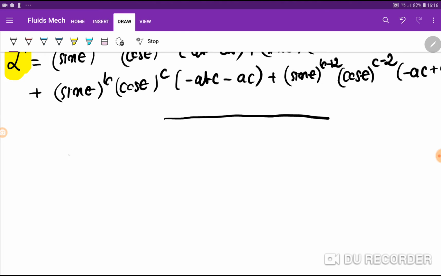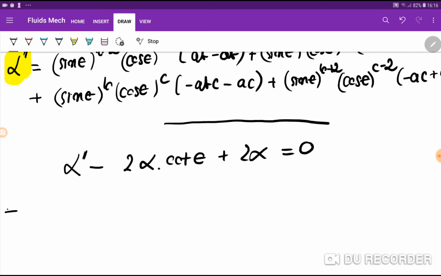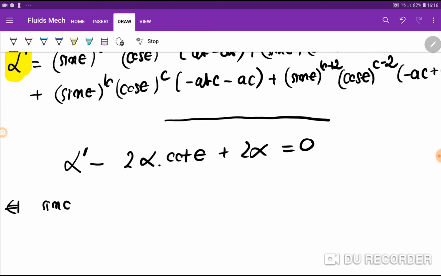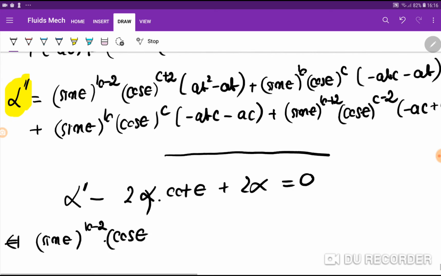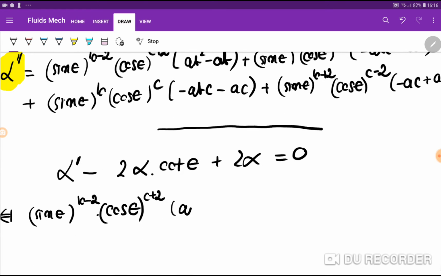So the original differential equation is y prime minus 2 alpha times cotangent of theta plus 2 alpha equals 0, right? So what do we have? We have all of that stuff. Okay, I'm going to copy it for you guys, sine theta times cos theta to the power of c plus 2, and then I'm going to make it clear.